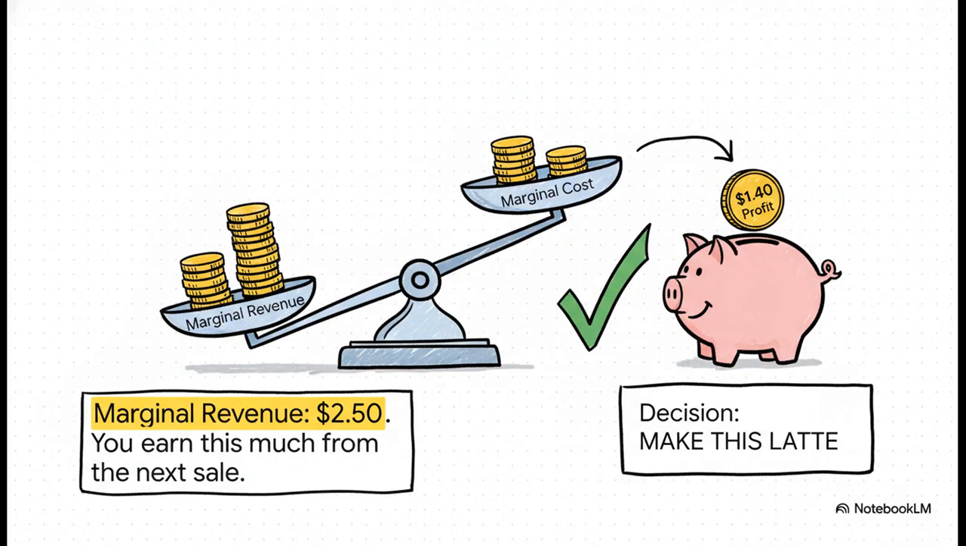So as the manager, here's your quick decision. My cost for this next latte is $1.10. The revenue is $2.50. That's a $1.40 profit on this specific latte. The verdict is clear. MR is greater than MC. We absolutely make this latte. Let's check the next one.